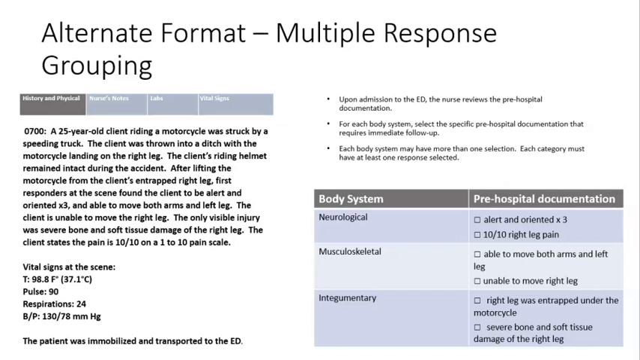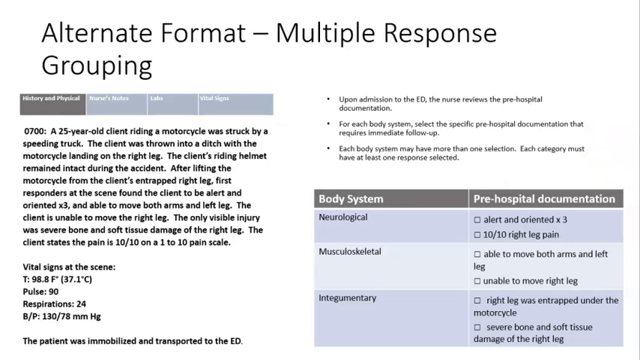So this is an example of a multiple response grouping question where you get a scenario, then it's saying you've got to answer some things. Each body system will have more than one selection. Each category must have at least 1 thing selected. So it'll be at least 1, maybe more than 1, and you have to put it there.